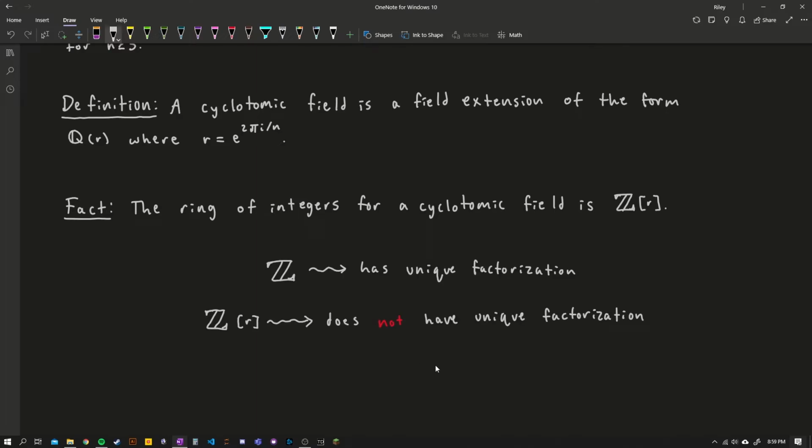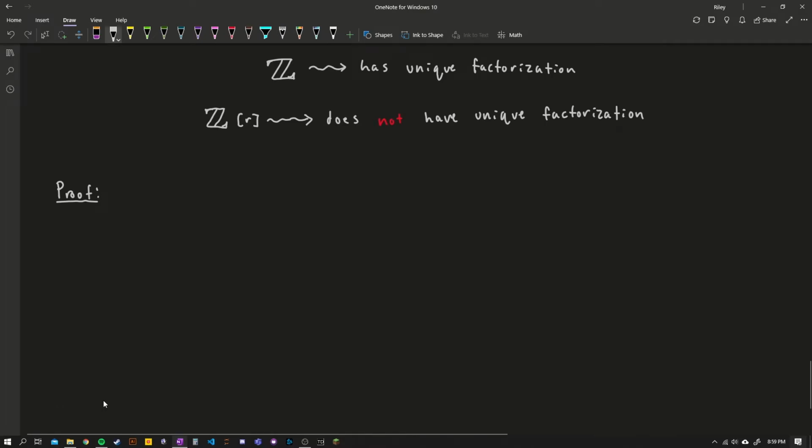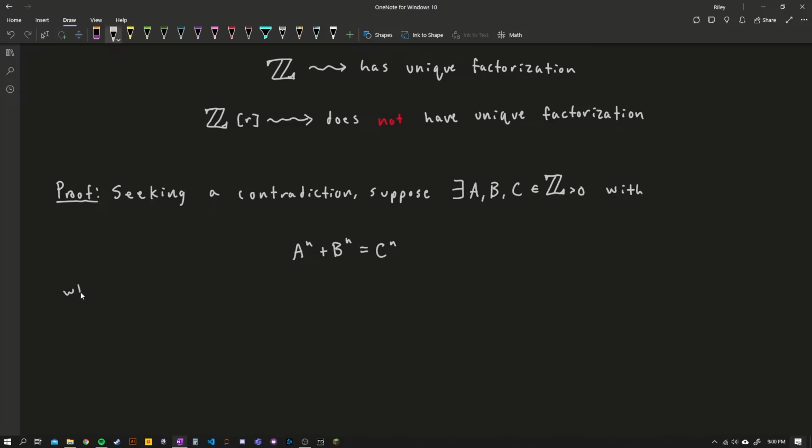Okay, and now I think we're ready to get into the details of Lamé's proof. So we want to start out by seeking a contradiction. We want to suppose that there do exist integers a, b, and c satisfying a to the n plus b to the n equals c to the n, where n is greater than or equal to 3. I won't really get into this, but it is also quick to show that we can assume in this situation that n is a prime.